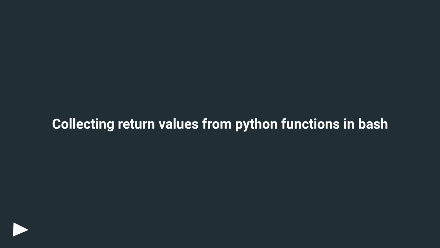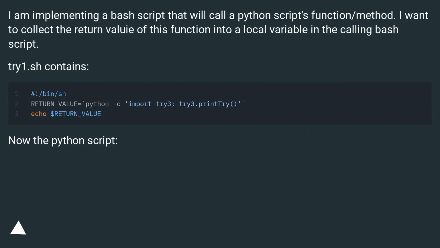Collecting return values from Python functions in Bash. I am implementing a Bash script that will call a Python script's function/method. I want to collect the return value of this function into a local variable in the calling Bash script.